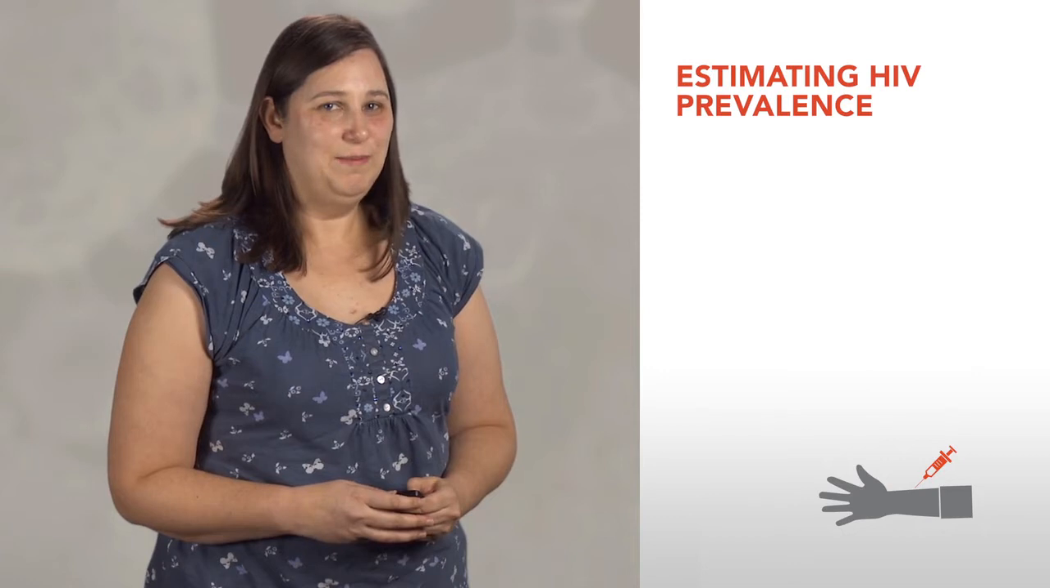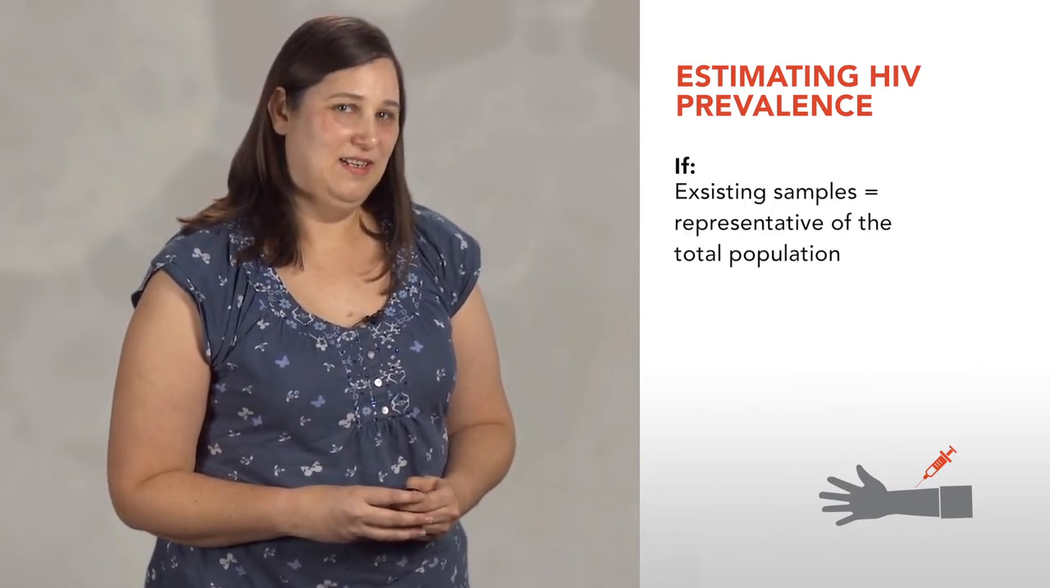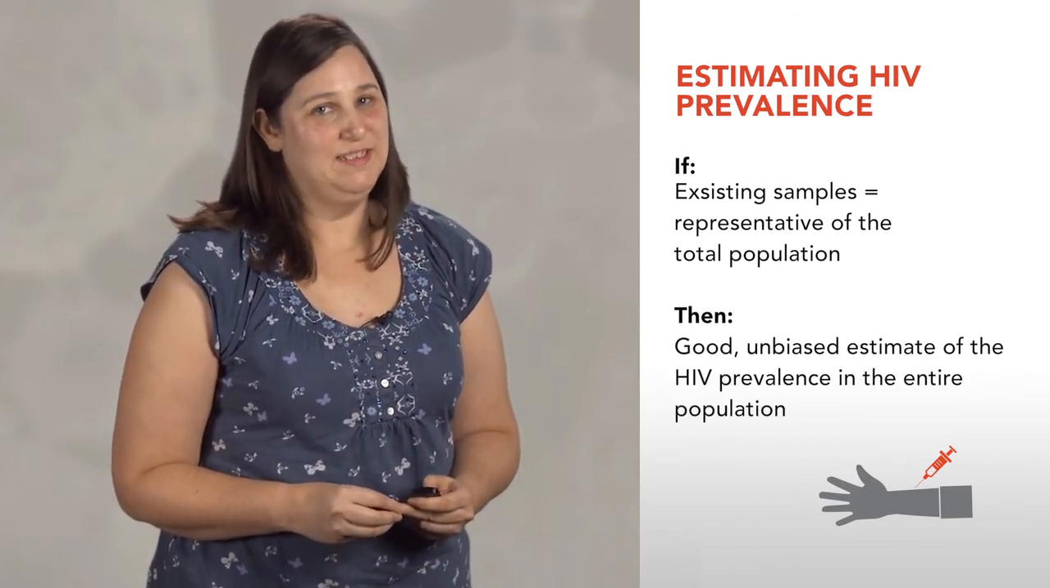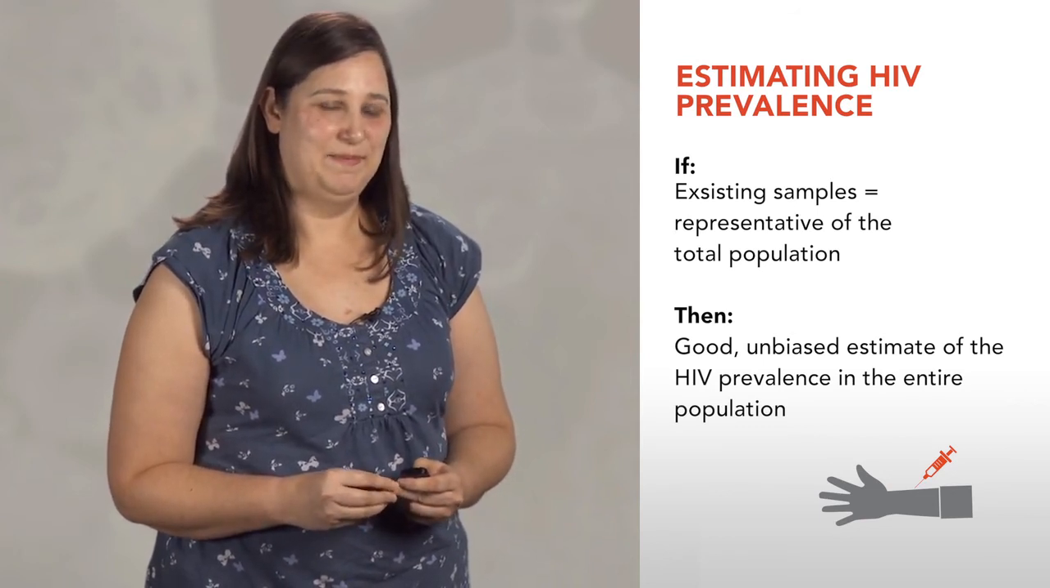It is therefore more common to test blood samples that have already been collected for other purposes. Examples include the samples that may be collected when an individual attends a genitourinary medicine clinic, or blood that is taken for blood donation services. If we are able to assume that the sample of individuals in whom blood is drawn is fully representative of the population we are interested in, then the prevalence seen in this sample will be a good, unbiased estimate of the HIV prevalence of the entire population.